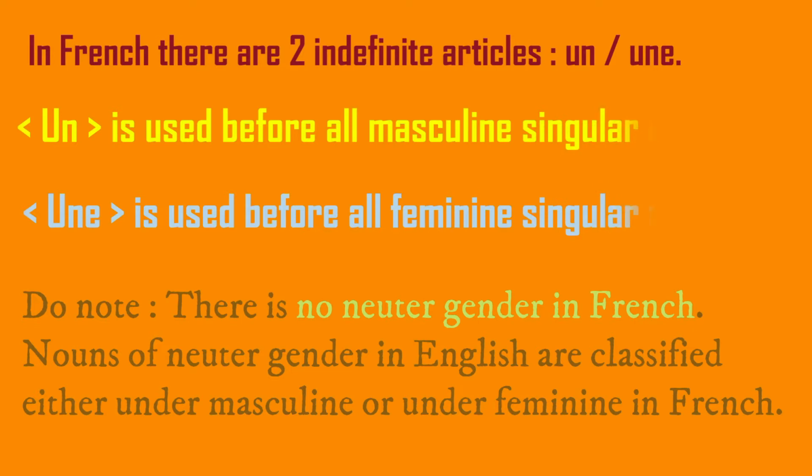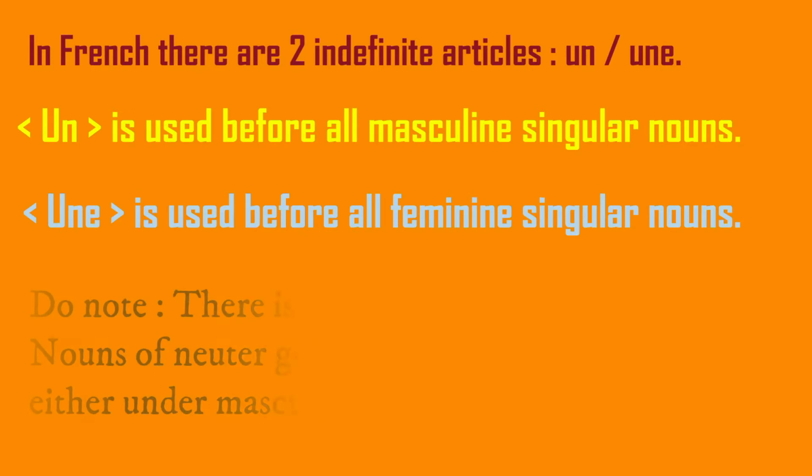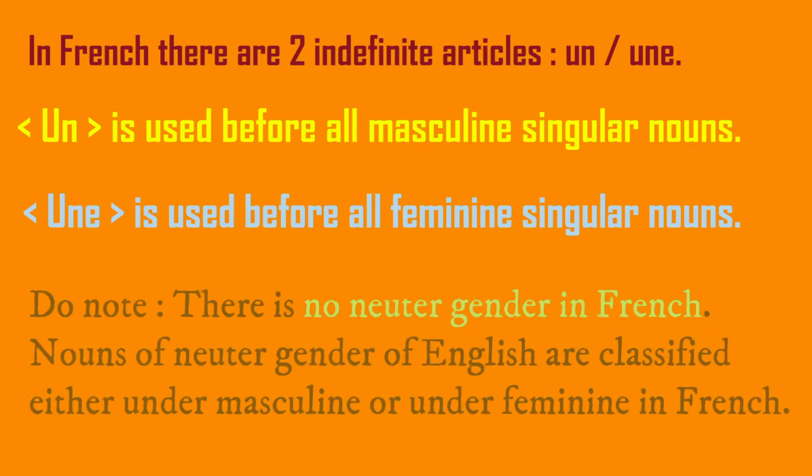But there is no neuter gender in French. You have two equivalents for a in French, un and une. Pronounce un, une. As I have told you, there is no neuter gender in French. So all the neuter gender nouns of English are classified either under masculine or under feminine in the French language. The equivalent of a in French is un and une.